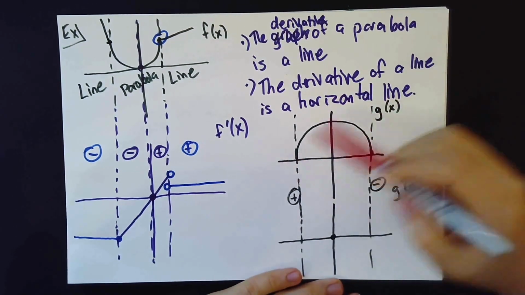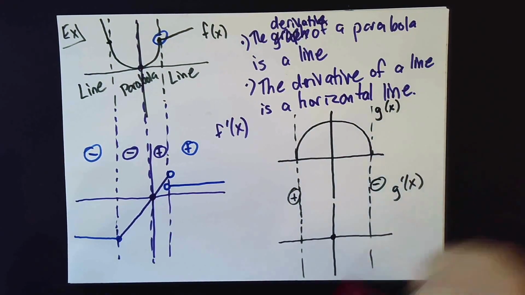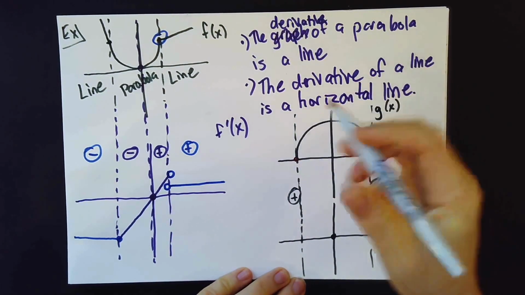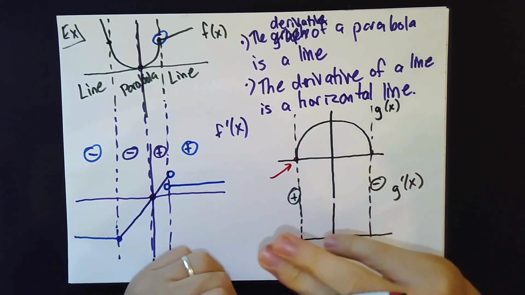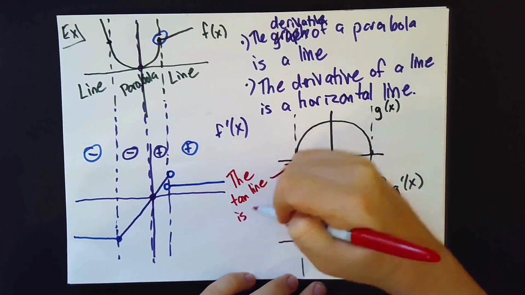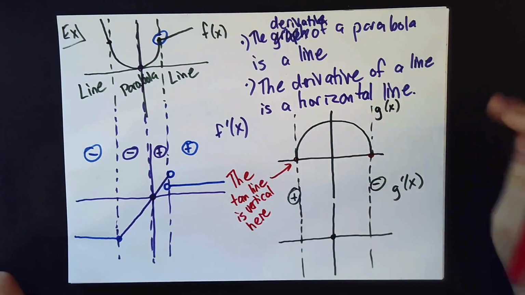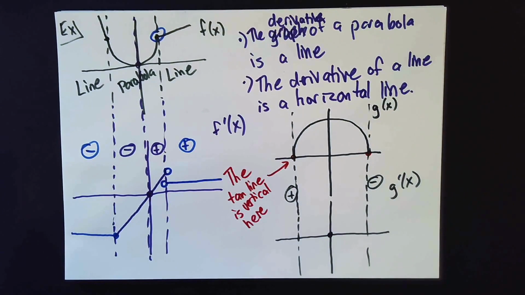But what's interesting about this graph of a circle, that's something that hasn't come up in any of the previous examples, is that if I look at the endpoint of this circle, what is the tangent line? Well, the tangent line is actually vertical here too. What's the slope of a vertical line? Well, it's either undefined or infinite based on your philosophy.